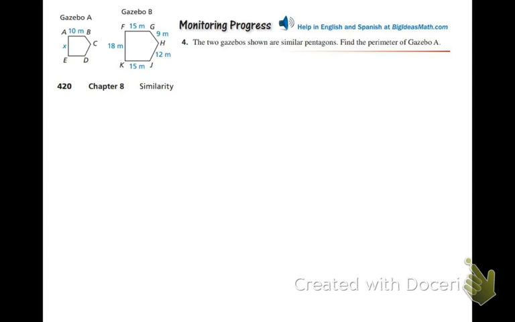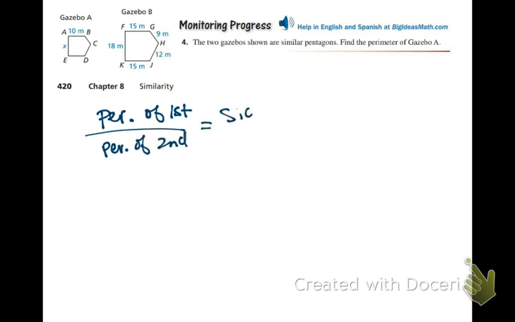The two gazebos shown are similar pentagons. Find the perimeter of gazebo A. So you're going to use the formula. So perimeter of the first over the perimeter of the second equals a side of the first over a side of the second. So, do you know the perimeter of the first shape? No. How would you find the perimeter? You would add up all the sides, but you only have one side. So you don't know that.